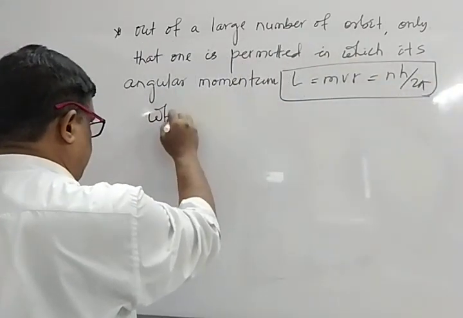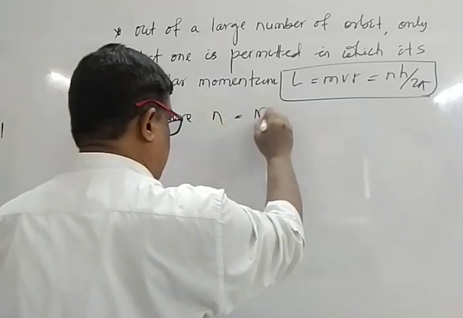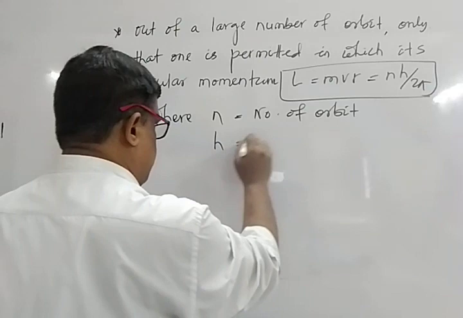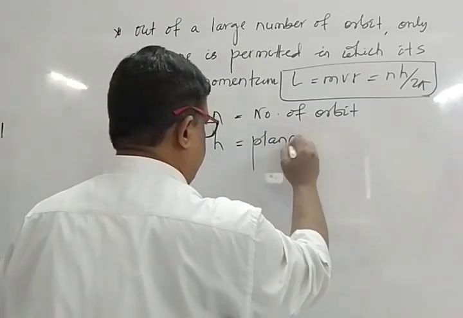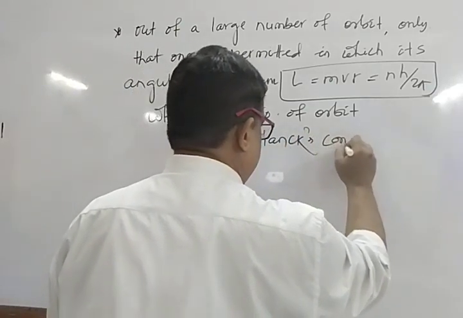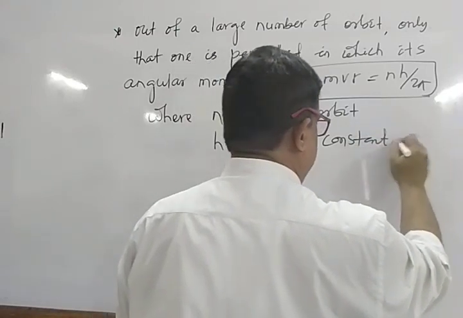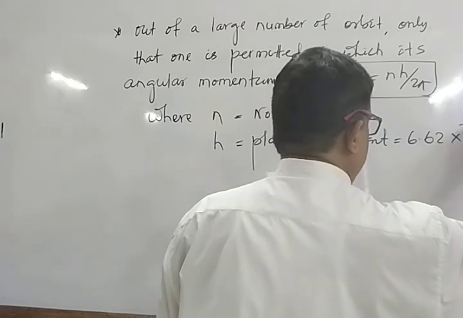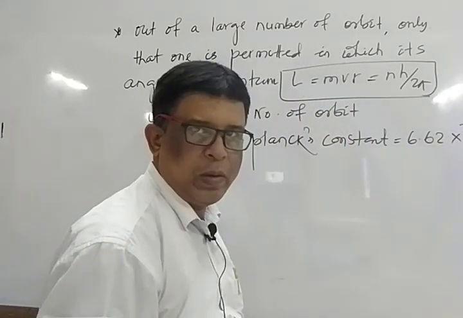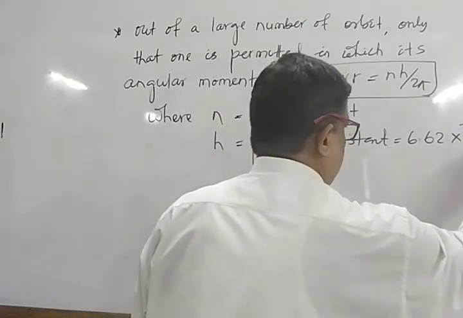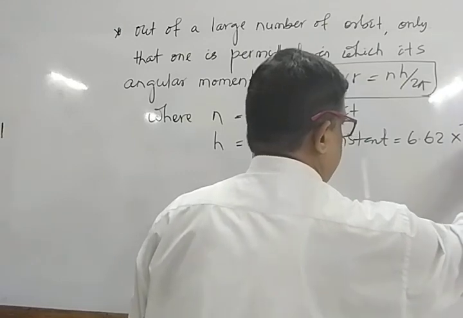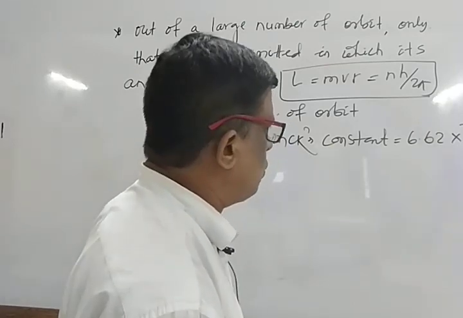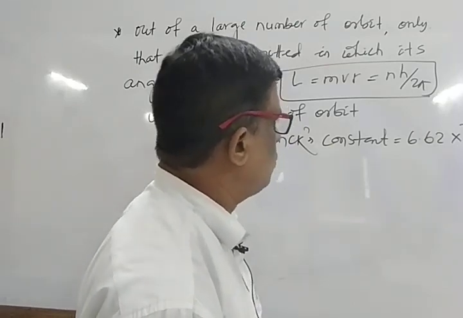where n is the number of the orbit and h is a constant known as Planck's constant. Its value is 6.62 into 10 to the power minus 34 joule second. Mark that. The value of Planck's constant is 6.62 into 10 to the power minus 34 joule second.